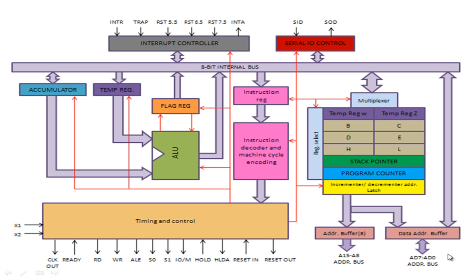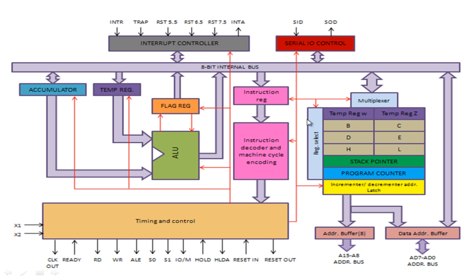Here we can see AD0 to AD7. Why is this AD0 to AD7? Because the data bus is 8-bit and the address bus is 16-bit. So here the data bus D0 to D7 is there, and here the address lines A8 to A15. A0 to A7 means 8 bits are here and 8 bits are here, so completing this, we get the 16-bit address lines.